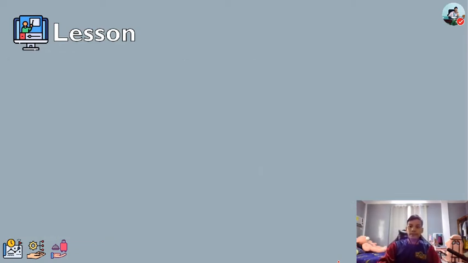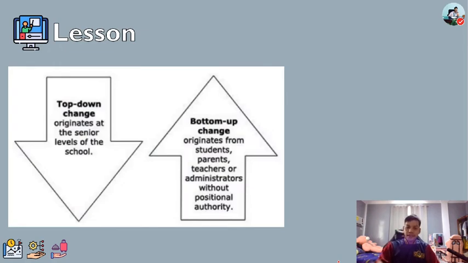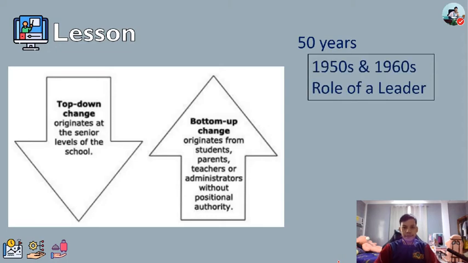All right. Strategic management as a domain of study has evolved over the past 50 years. In the 1950s and 1960s, strategic management was viewed from a general management perspective with emphasis on the role of the leader.